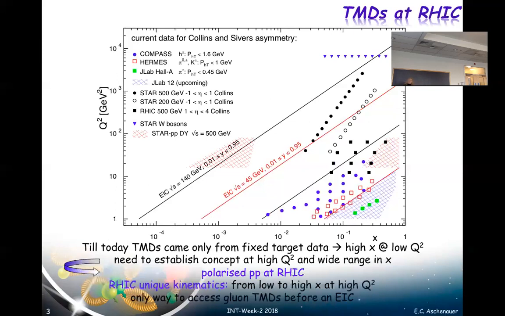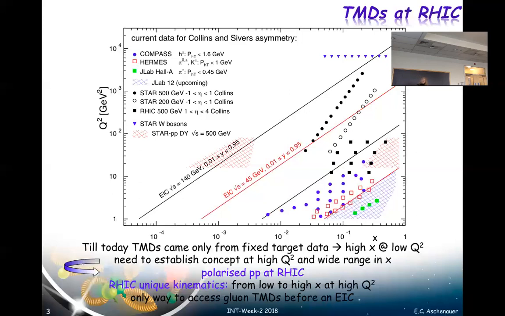If we then put on top of that what RHIC can do, you have here the x and Q squared covered by the jets and hadrons inside the jets, by the Q squared range for 200 and 500 GeV. That is where the W's and Z's sit, so really high Q squared, but the same x regions, and it is covered by STAR right now, which is nice.